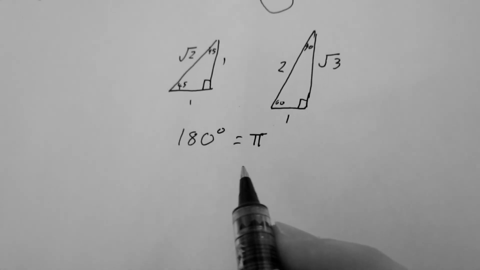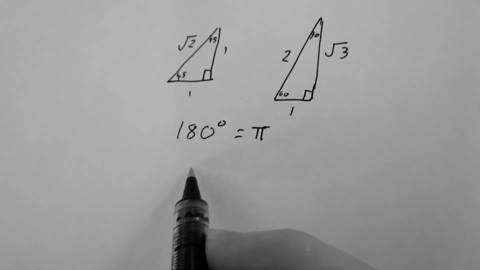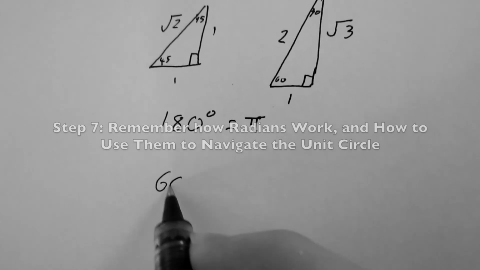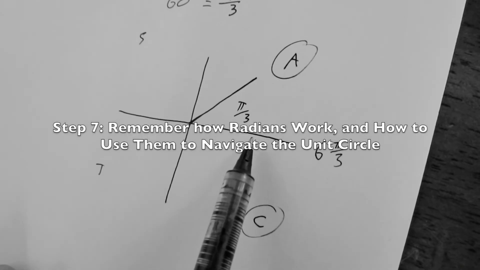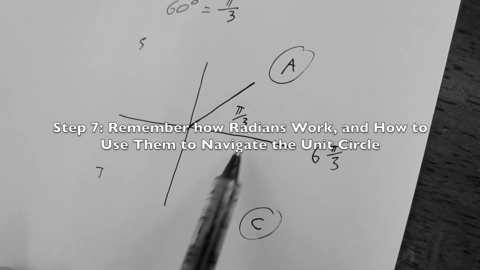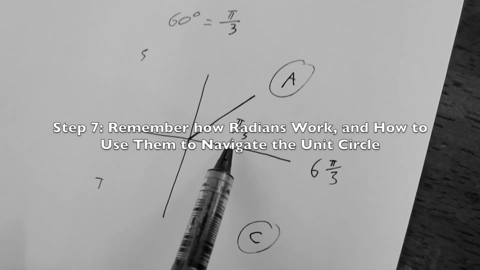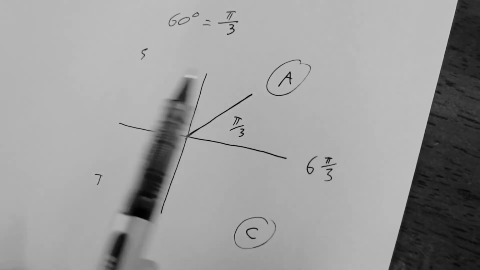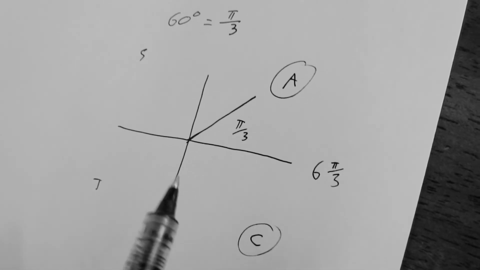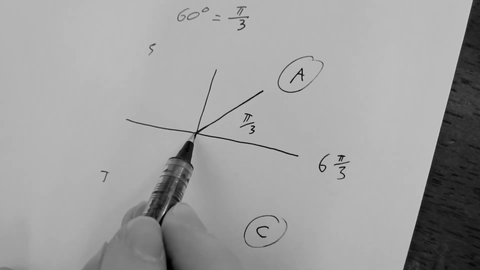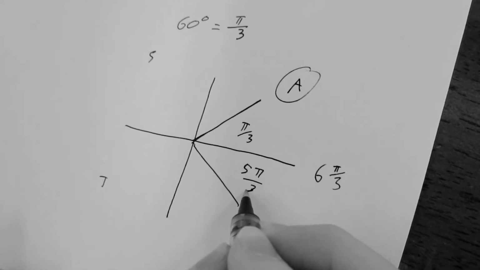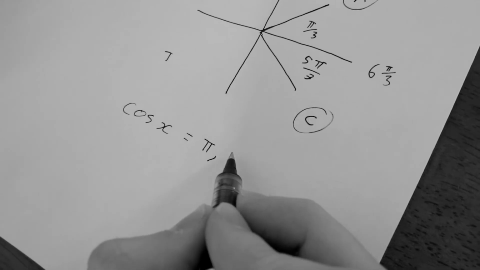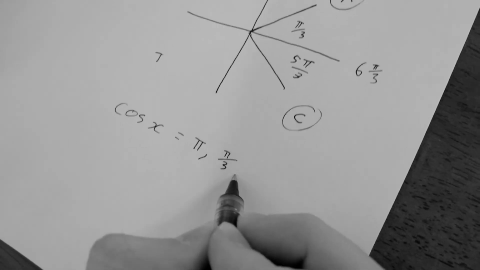Then I converted to radians. If 180 degrees is pi, 60 degrees must be pi divided by 3, or pi/3. However, I knew there was another solution on the other side of the x-axis, and the distance from the x-axis would also be pi/3. If 6 pi/3 was a full rotation, then 1 pi/3 fewer would have to be 5 pi/3. I now had my three answers.